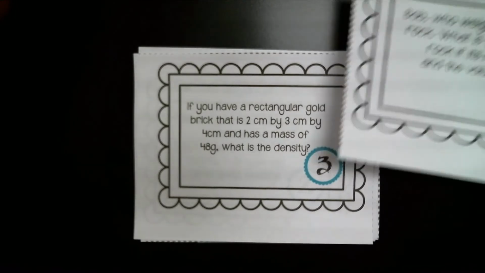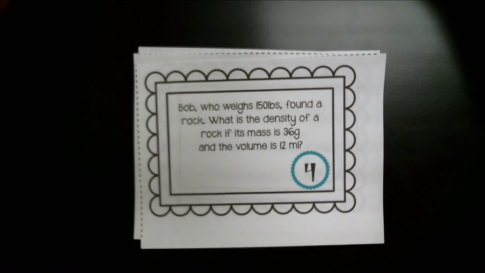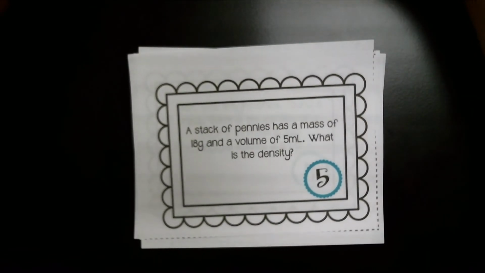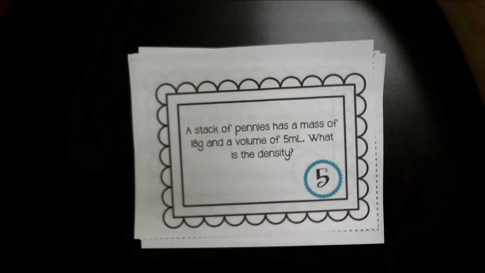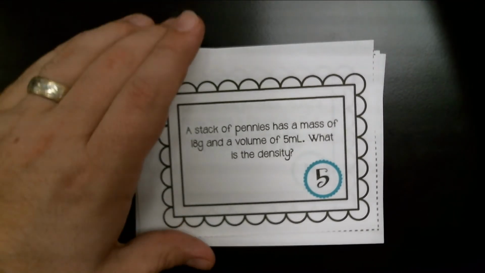Question 4 for density. Bob, who weighs 150 pounds, found a rock. What is the density of a rock if its mass is 36 grams and the volume is 12 milliliters? Next, number 5. A stack of pennies has a mass of 18 grams and a volume of 5 milliliters. What is its density? And that will conclude the task cards for density.